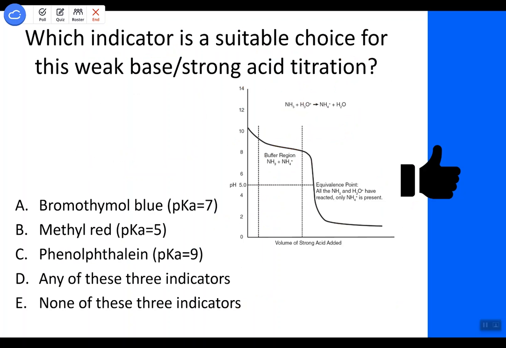So a thumbs up question, not quite an iClicker question yet. We have those coming up. Which indicator would be a suitable choice for this weak base strong acid titration? I'll give you 20 seconds to chat with the person beside you, and then we're going to vote.